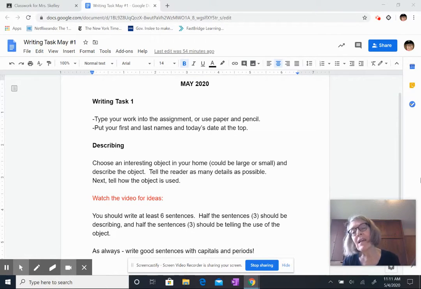This is a fun assignment. It's about the idea of describing. And the word to describe means to tell about what something looks like in as much detail as you can. Maybe tell what the thing does. Just tell someone else as much as you can about what the object looks like, how it acts, how it functions, and so on. Let's read the directions here.